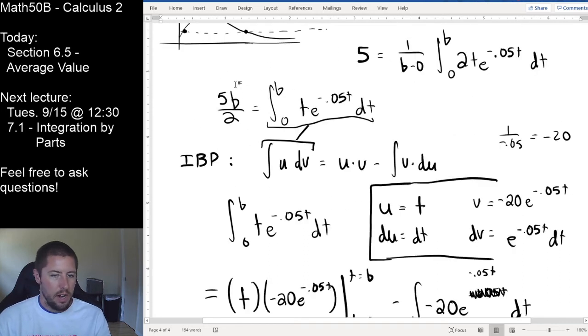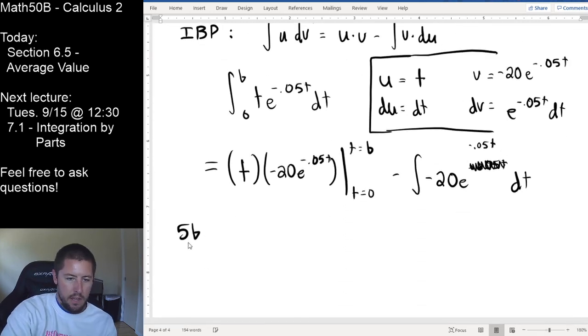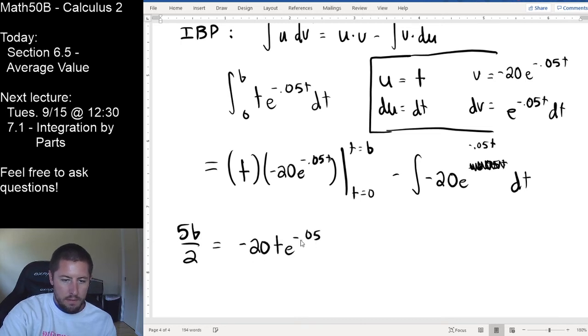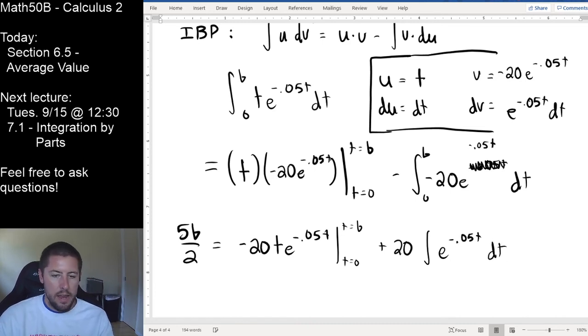And notice we know that our left hand is this 5b over 2. So where are we at here? 5b over 2 is equal to, and now I'm going to clean some stuff up. So first part over here, negative 20 t e to the negative 0.05 t, evaluated from t equals 0 to t equals b. It looks like this is plus 20. Oh, and I forgot my 0 to b right here. Don't abandon your bounds. Plus, because we had two negatives, 20 I'm pulling out front, integral of e to the negative 0.05 t dt. And now I think we're ready to evaluate and integrate here.